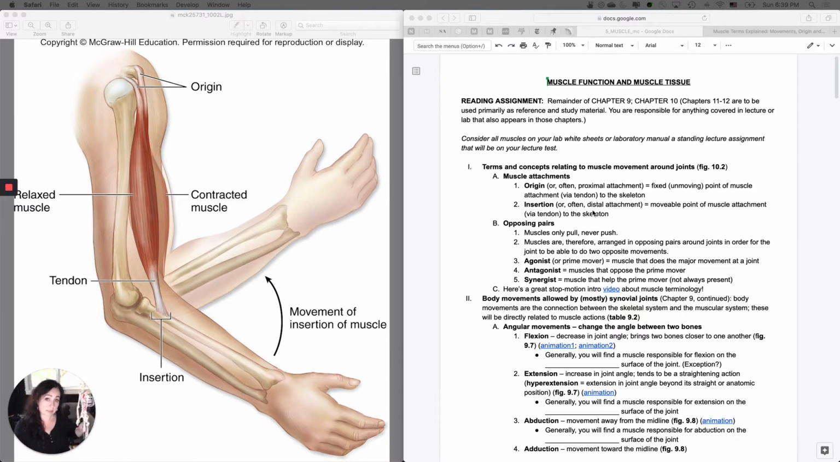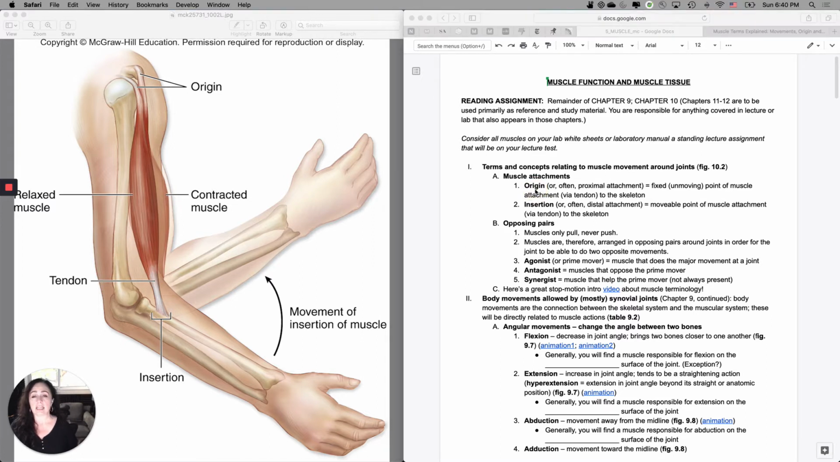So before we get into the specifics of body movements, let's do the big picture. Generally speaking, muscles are going to be attached to, quite often, the skeletal system, although not all muscles attach to the skeletal system, but let's just stick with that for now. Muscles are going to be attached to the skeletal system at 2 points. One of those points is going to be called the origin, right here.